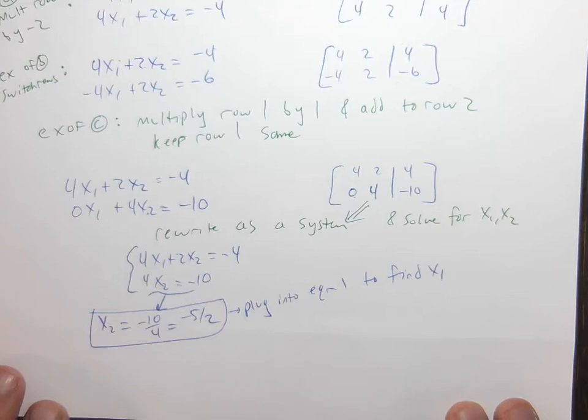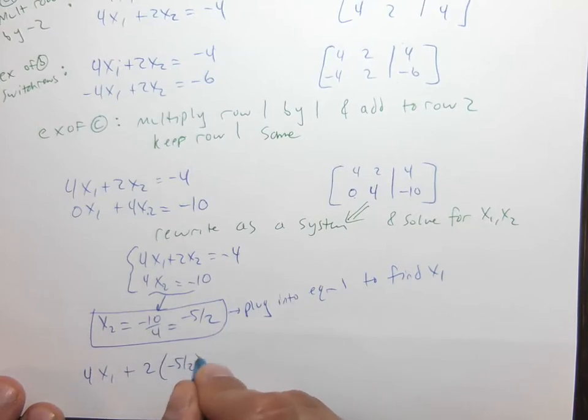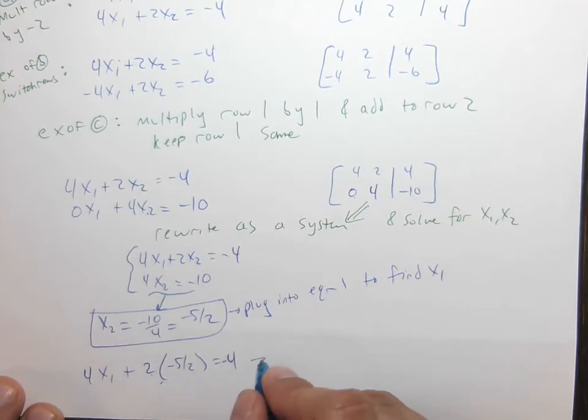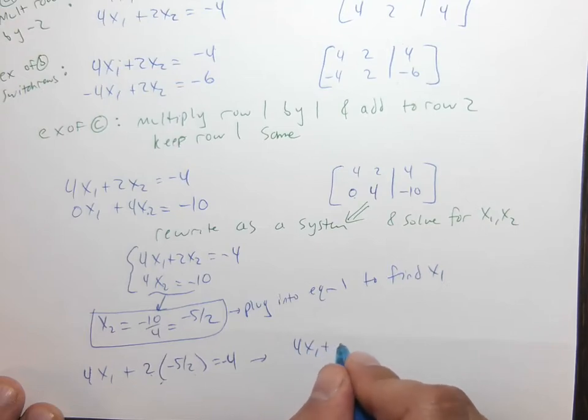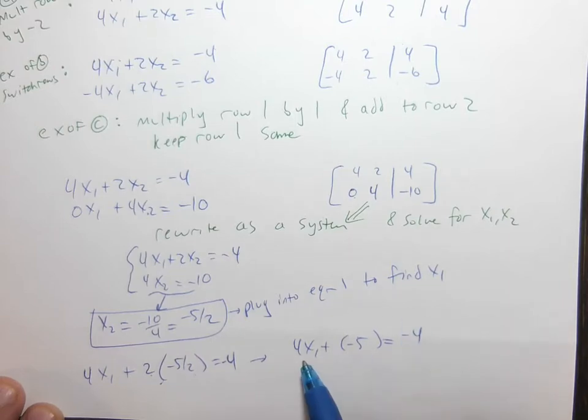Right? So we plug 5/2 into equation 1, and we would get an answer. So 4x1 plus 2 times minus 5/2 equals -4. The 2's cancel, and we get 4x1 plus -5 equals -4. Add the 5, divide by 4, you get an answer for x1.